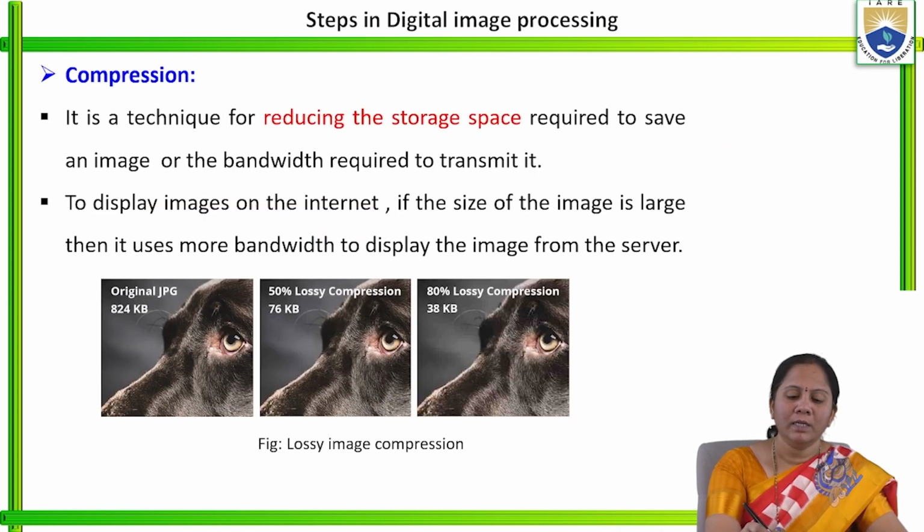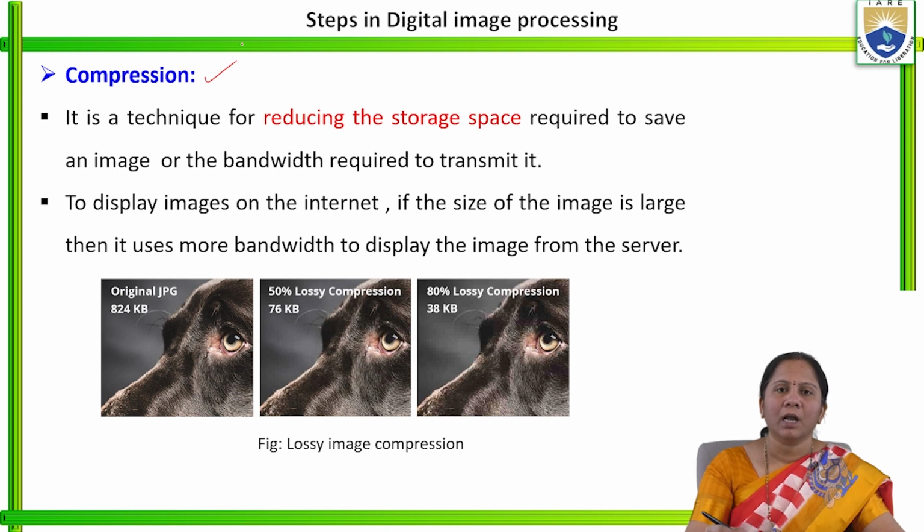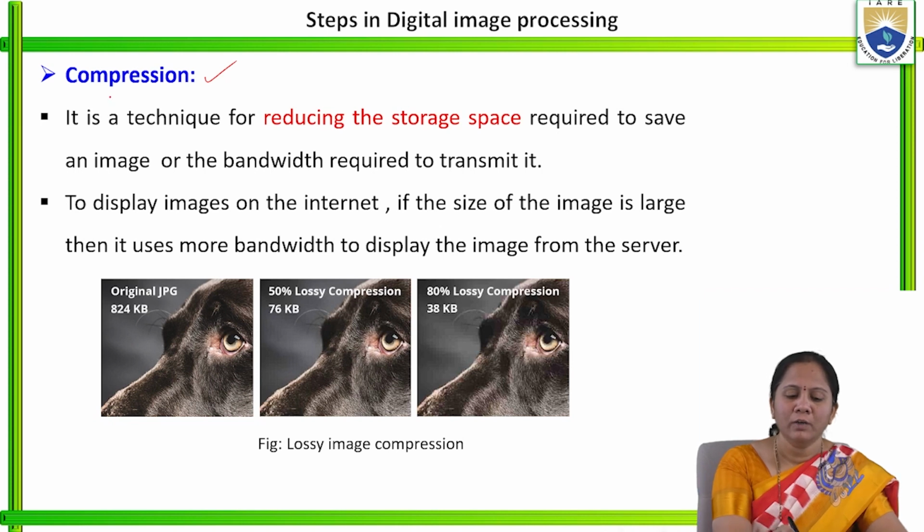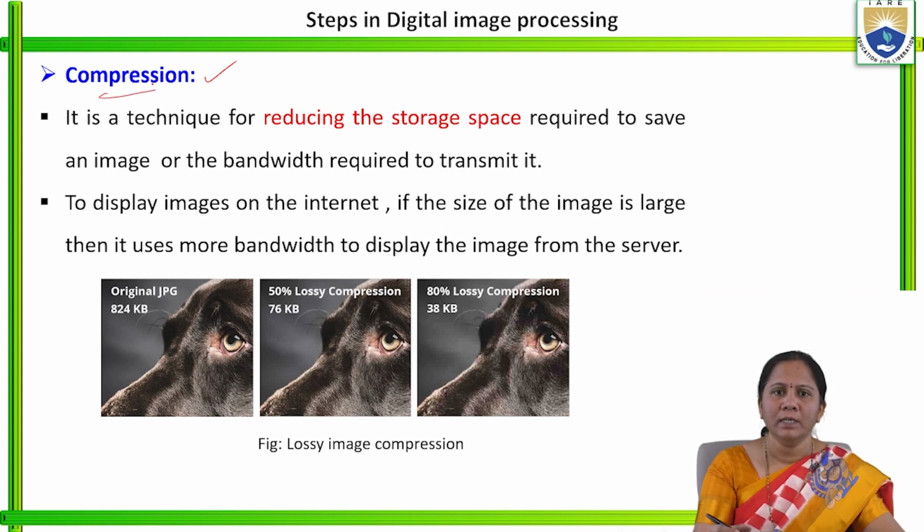And the next important block is compression. Why do we need to compress an image? After performing any operation on the image, that particular image should be stored somewhere, or that processed image should be transmitted to some other device. In order to do this, we need to compress an image.